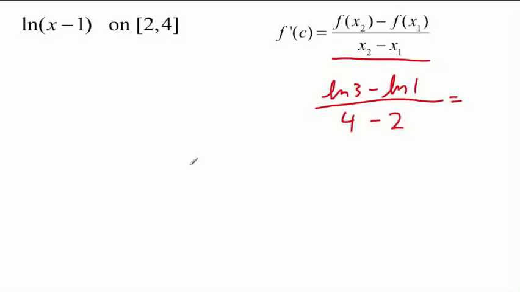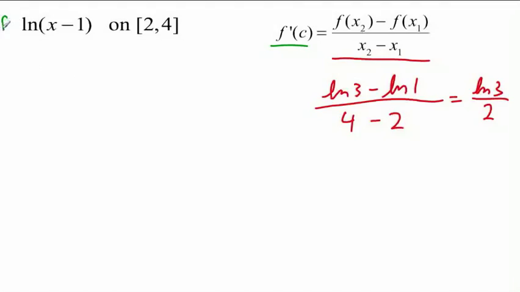Well, the natural log of 1 is who knows. But if I put it in exponential form, it's going to be e to the who knows equals 1. And what the question mark has to be in order to get 1 is 0. So the natural log of 1 is 0. And the natural log of 3 I don't know, so I'm just going to leave that there. So the natural log of 3 divided by 4 minus 2, which is 2. Now, the next thing I need to do is find the derivative at c.